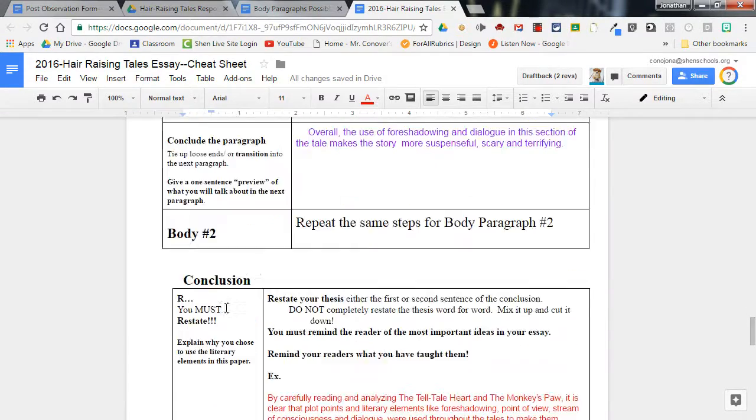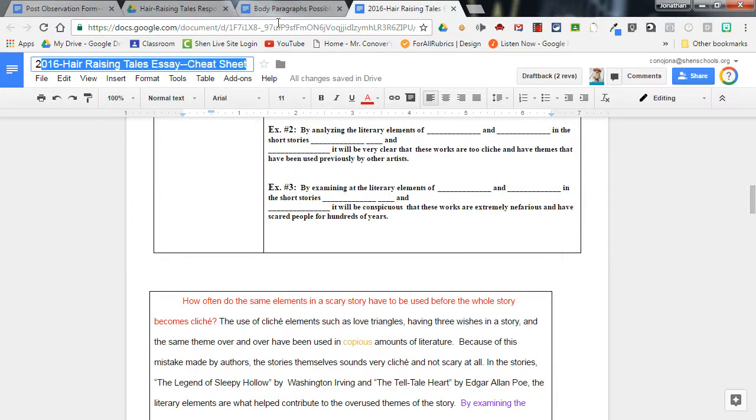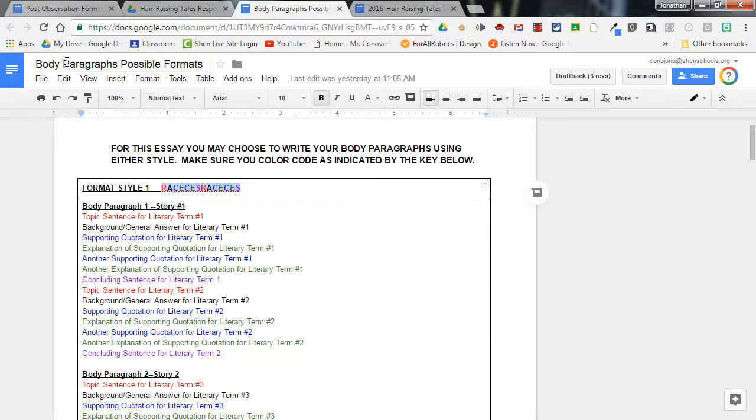Watch this video over and over. Of course, this is in the 2016 cheat sheet that is in Google Classroom. And don't forget the possible body paragraphs format is also in Google Classroom to help you.